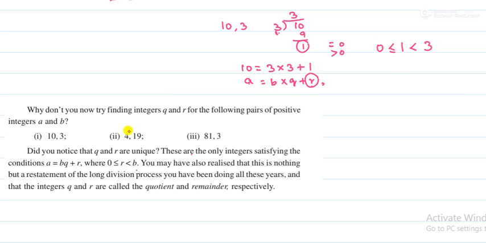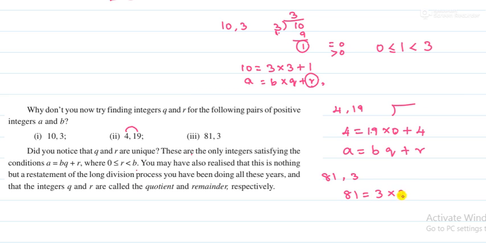Let us move on to another example, 4 and 19. When you divide, 4 can be written as 19 times 0 plus 4. Any number multiplied by 0 will give you 0 plus the remainder 4. This is also just like a is equal to bq plus r. Third example, 81 and 3. Here 81 can be obtained by multiplying 3 with 27 times and leaving the remainder 0.